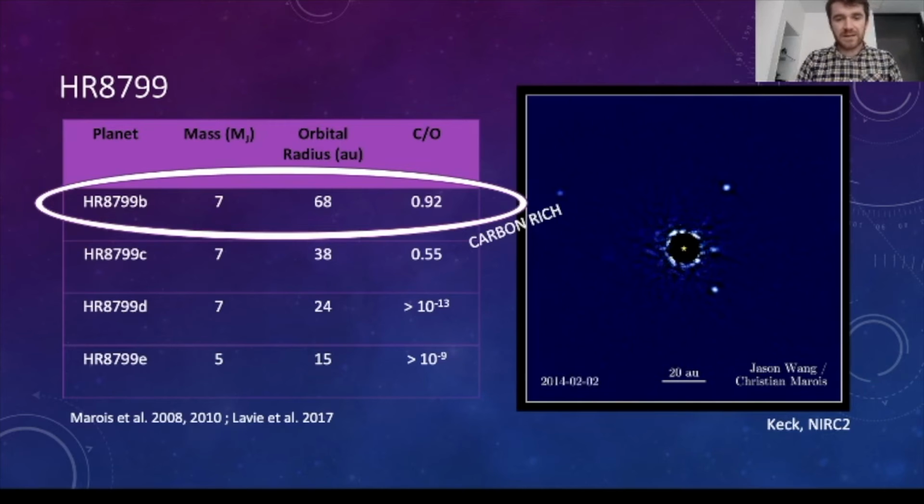So to apply this, we can look at a system that's already formed giant planets and for which we have some fairly good C to O measurements as well for some of them. And this is HR8799. I'm particularly interested in planet b because it's on a very wide orbit and has a very high C to O ratio. It's very rich in carbon, so it must have accreted quite a lot of carbon-rich gas.